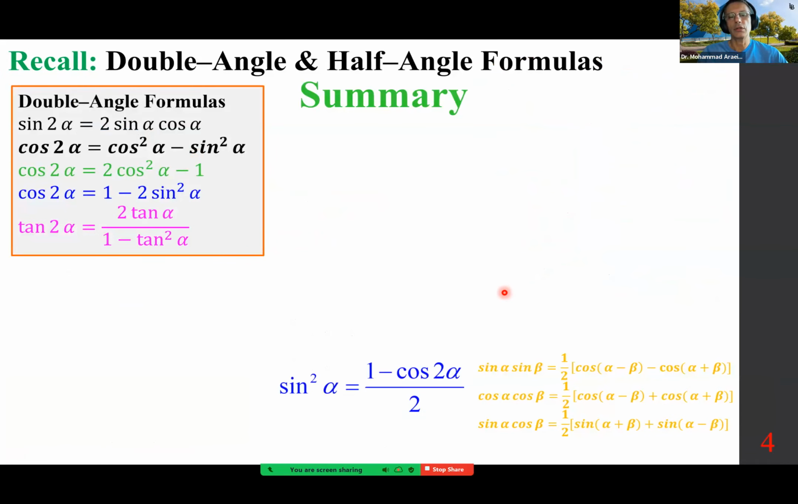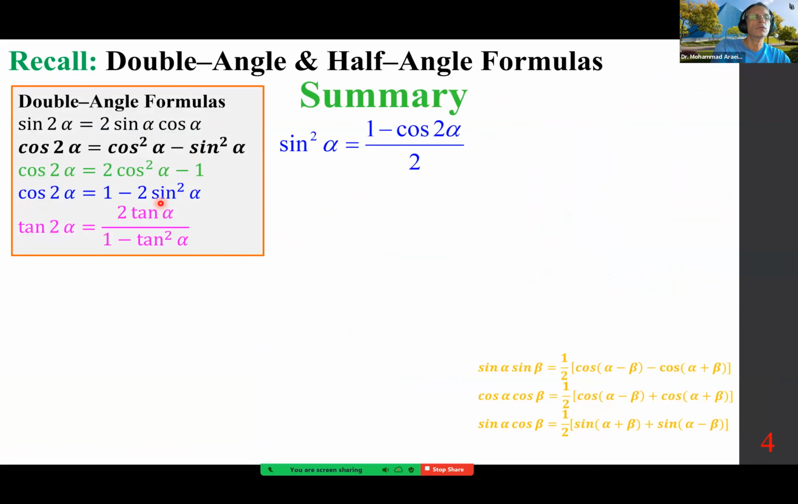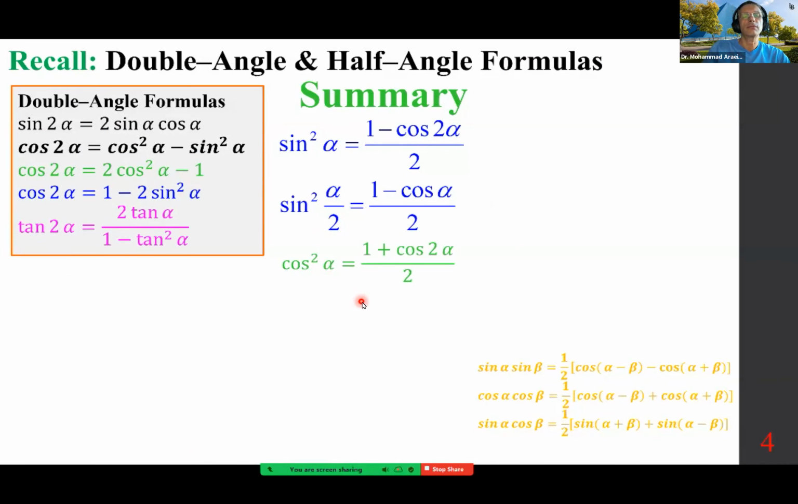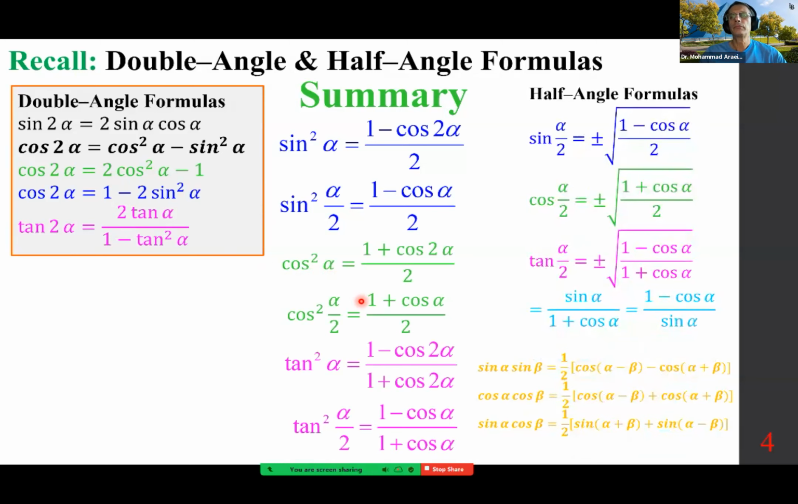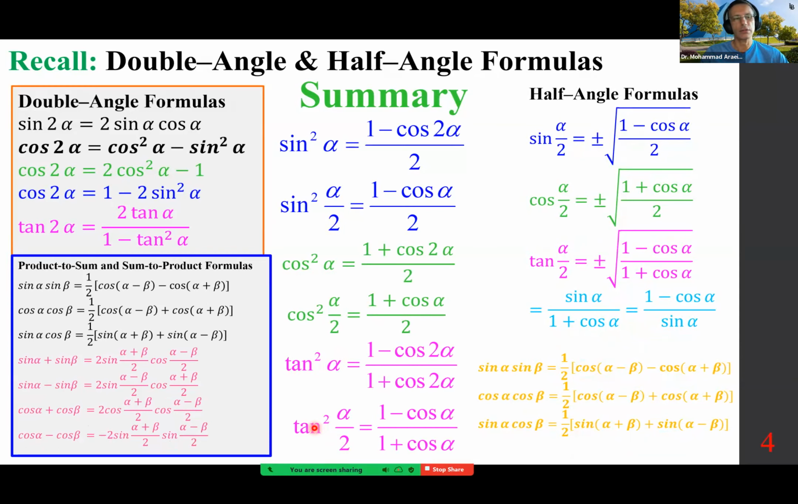Double angle formulas are here, and as a result of this one, cosine has three different ways, and it gives rise to sine squared alpha. And then if you cut this into 2, alpha over 2, this becomes alpha. And this green gives us cosine squared, and of course tangent is the ratio of sine over cosine. Half angle formulas, so we can take a root of these half angles and come up with the answers. We have also added product to sum and sum to product formulas in case somebody is interested.